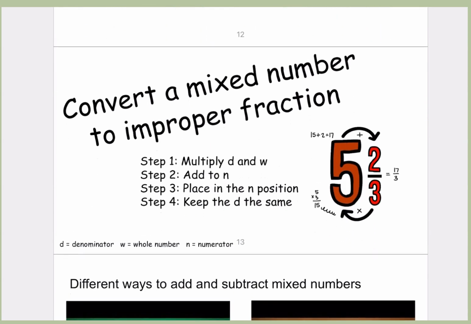If we wanted to convert a mixed number to an improper fraction, we can use something that we lovingly call the Texas turnstile. That means we would multiply the denominator and the whole number. Okay, that would tell us how many pieces we need in 5 complete units if there were 3 needed for each whole. So 3 times 5 would be step number 1 here.